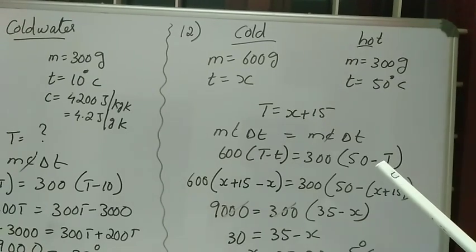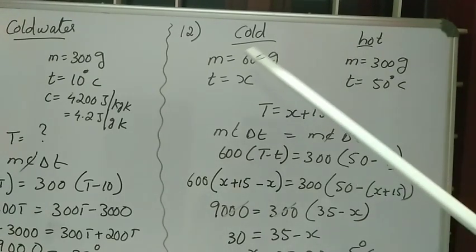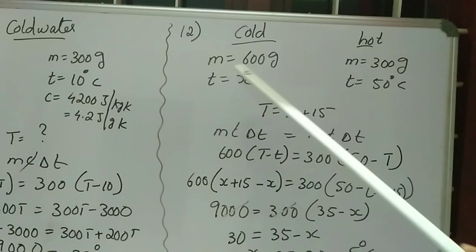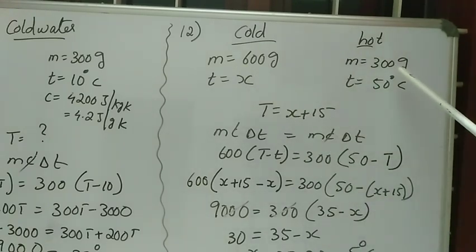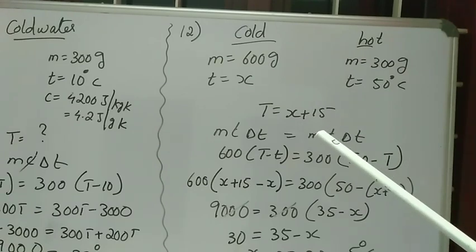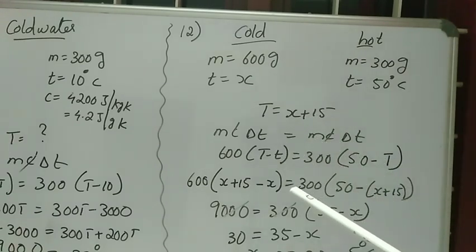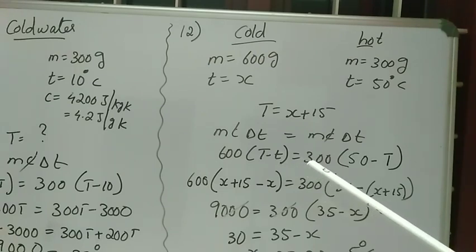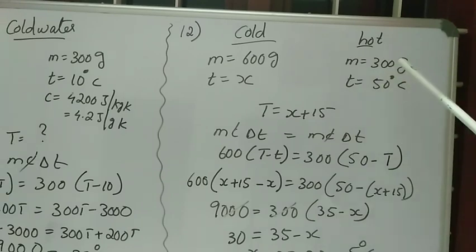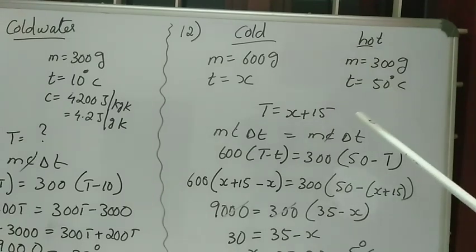Next question number 12. Here again it is cold water and hot water. Mass of cold water is 600. Mass of hot water is 300. We can read the question. It is a little bit different question. The temperature of 600 gram of cold water rises by 15 degrees Celsius when 300 gram of hot water at 50 degrees Celsius is added to it. What is the initial temperature of cold water?